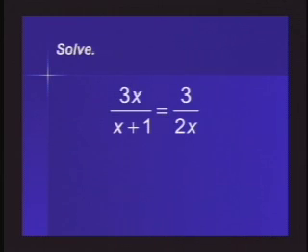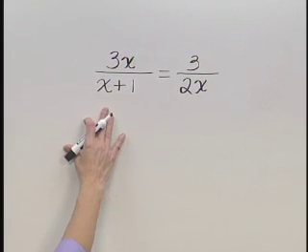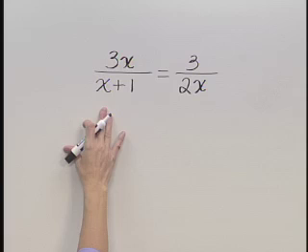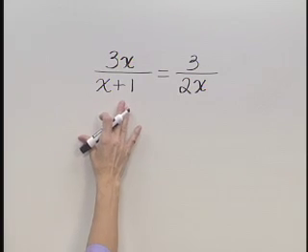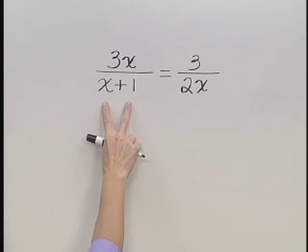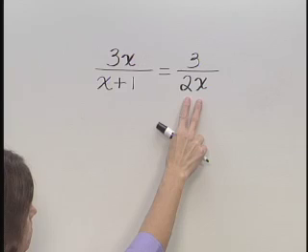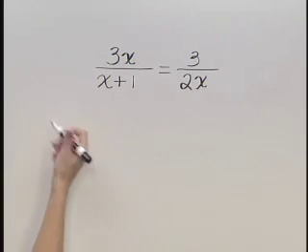Solve. 3x over x plus 1 is equal to 3 over 2x. Here we've got a rational equation to solve. Let's start out by getting rid of the fractions and multiply both sides by the lowest common denominator of these denominators. That lowest common denominator would be the product of x plus 1 times 2x. So let's multiply both sides by that.